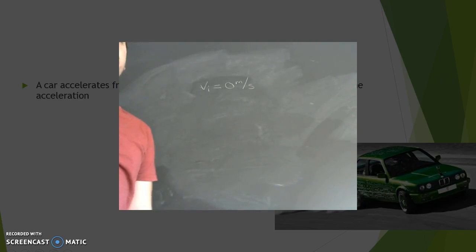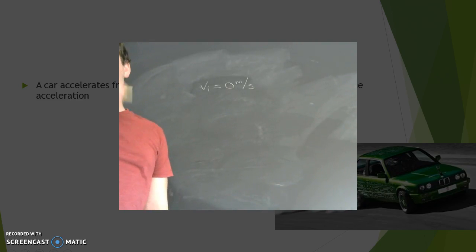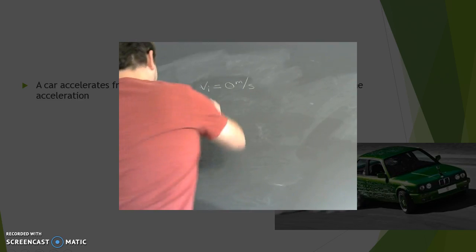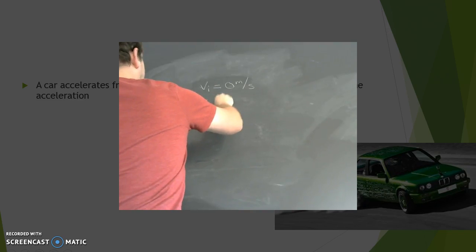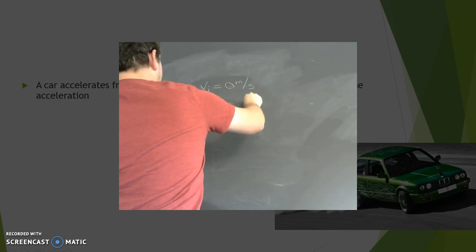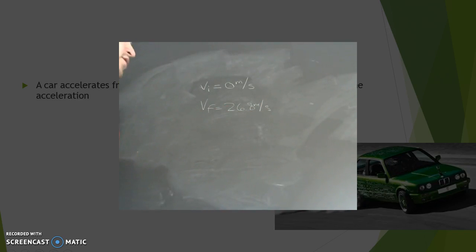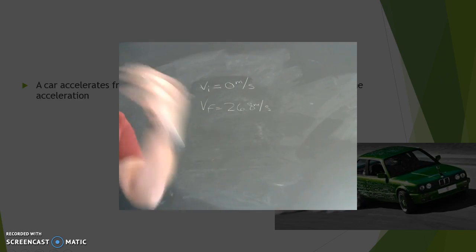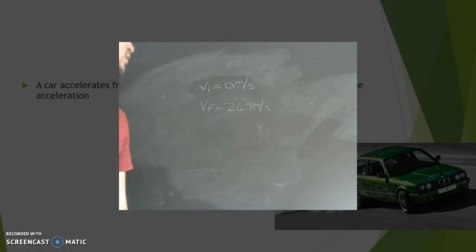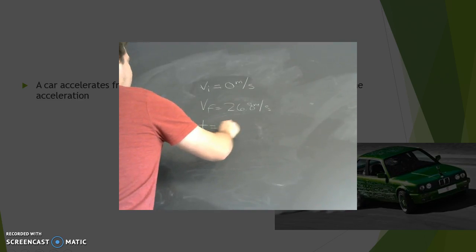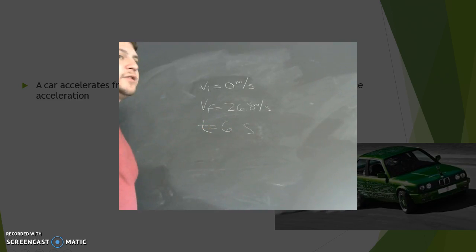So we know our Vi is 0. The problem also indicates that our car eventually speeds up to the speed of 26.8 meters per second. Since I can tell here that it's going from 0 to 26.8, those context clues are really how I'm able to tell what my Vi and Vf are. In addition, the problem tells me that the time that the object is traveling and speeding up is 6 seconds.